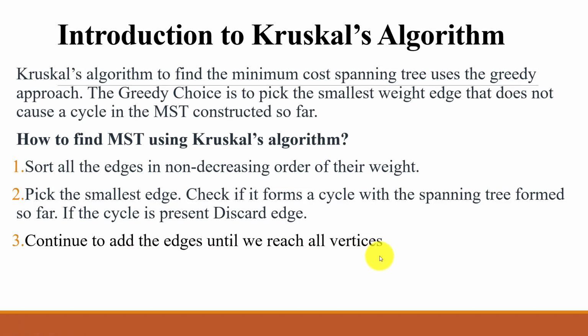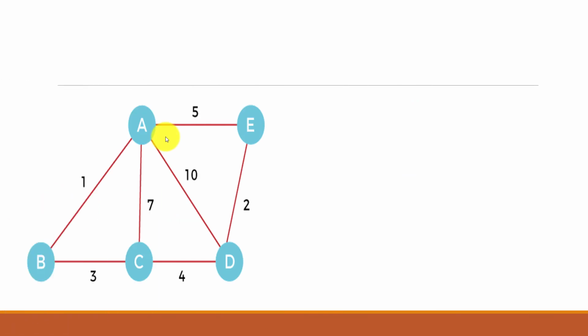Now the property of the spanning tree is that it includes all the vertices without any cycle. So we are going to choose the smallest edge first, and keep collecting edges to make a connected spanning tree. Let's understand it with one example. Using the Kruskal method, we are going to find the minimum cost of this graph.